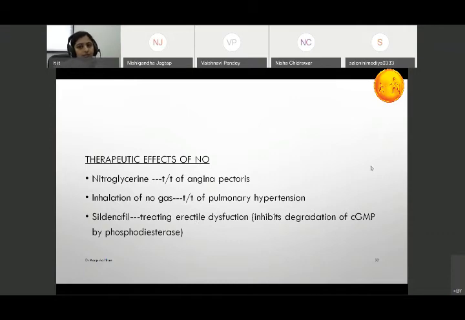If nitric oxide comes as a short note, or is asked in viva, then you're supposed to write down the features of nitric oxide, how it is a free radical, how it is formed from arginine with the help of the enzyme nitric oxide synthase. Then the functions of nitric oxide, and then the therapeutic effect of nitric oxide.